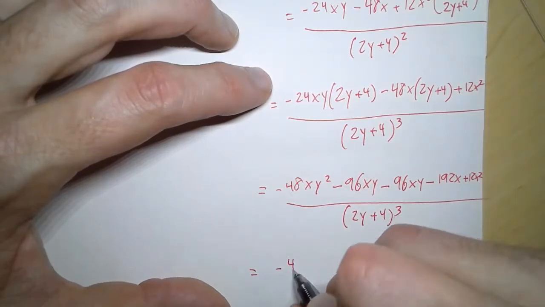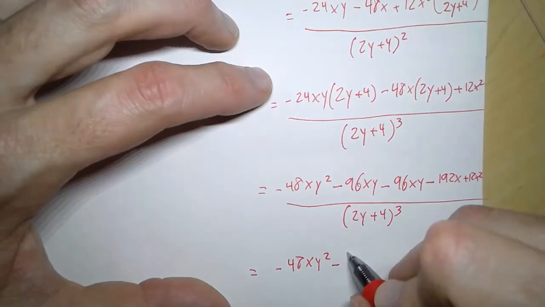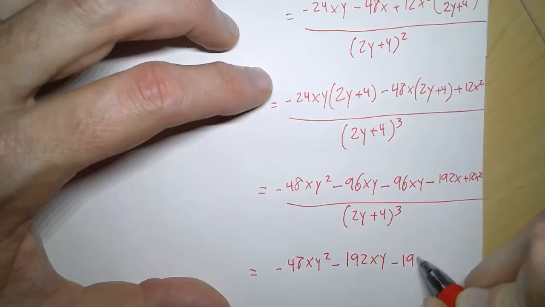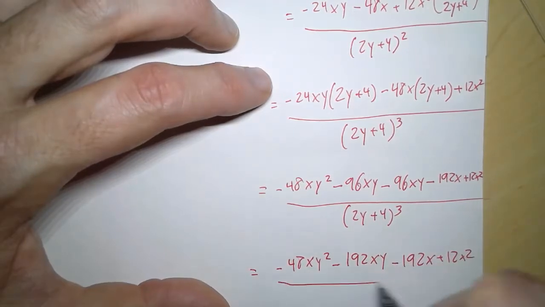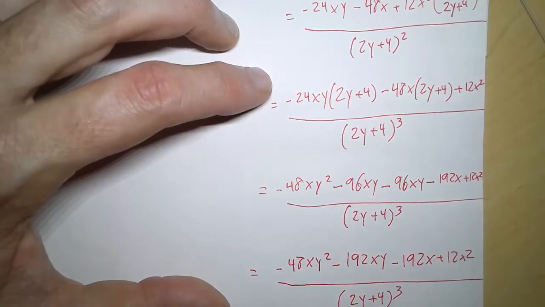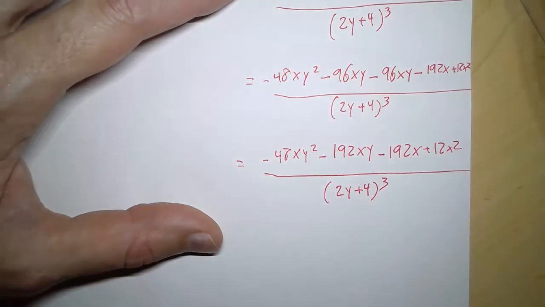Negative 48x y squared minus 192xy minus 192x plus 12x squared is our numerator, and our denominator is (2y plus 4) cubed. So this is our second derivative, exclusively in terms of just x and y. All right, so moving on to number 5 now.